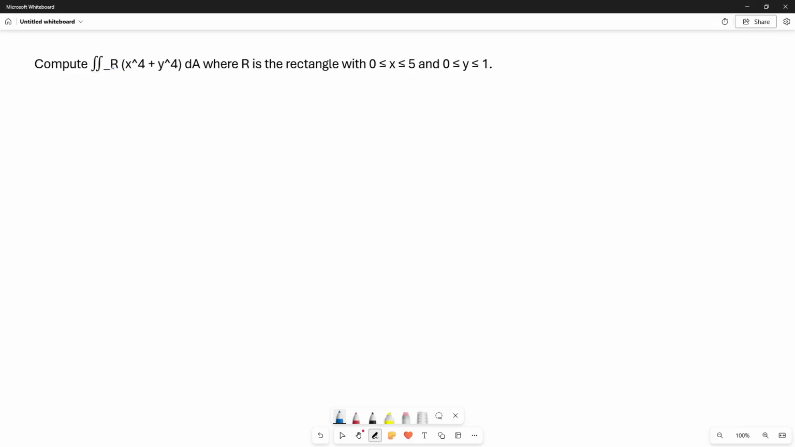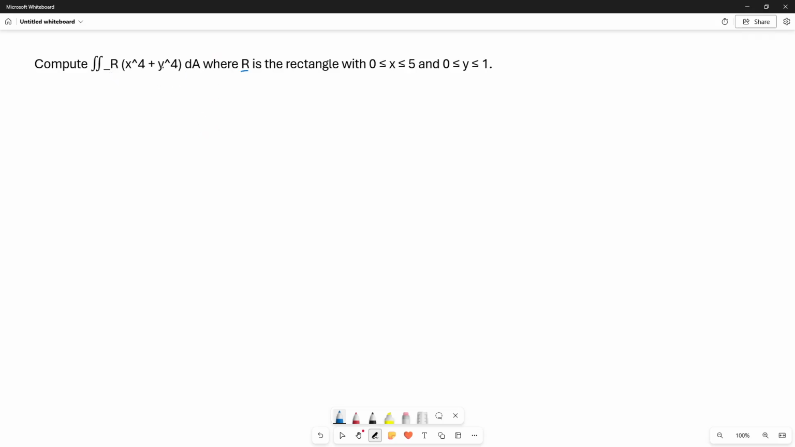Compute the double integral over the region R of x to the fourth plus y to the fourth dA, where dA is the area element in the region R. And R is a rectangle where x is between 0 and 5 and y is between 0 and 1.